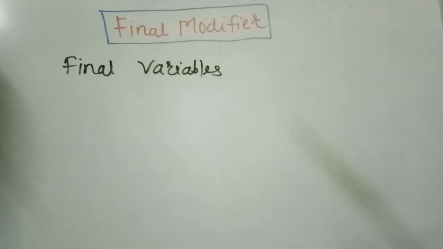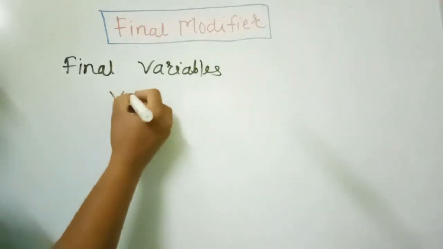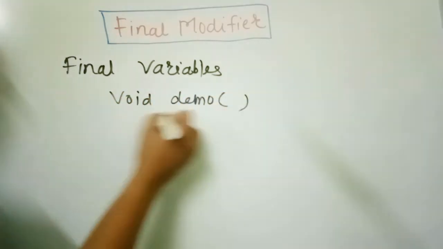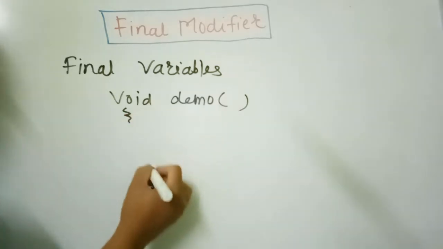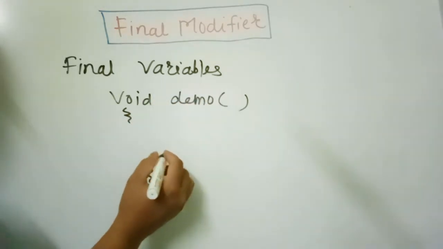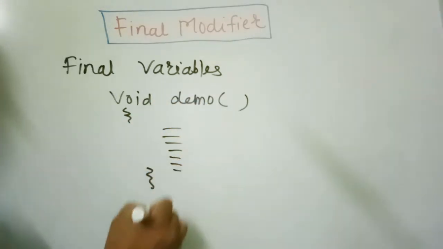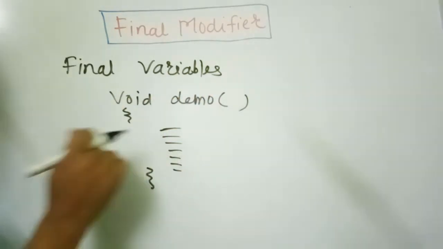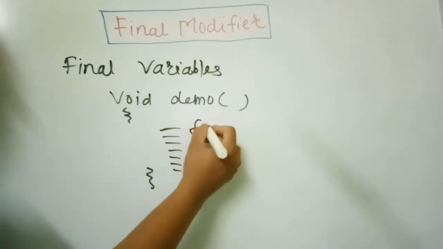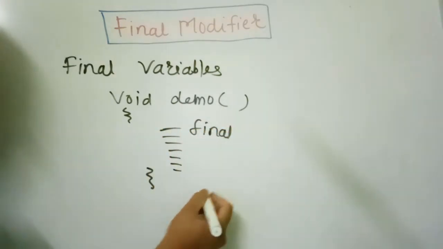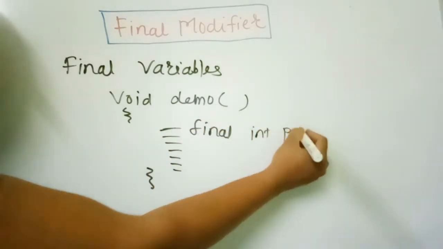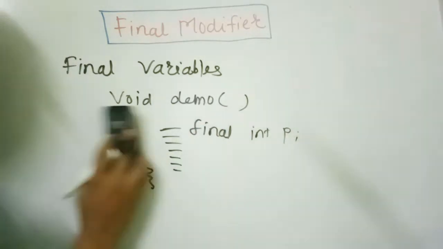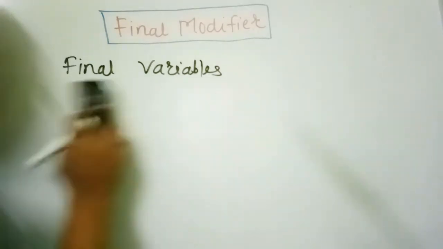For example, you are writing a method like void dim, and this is the body part of this method. Then it is the local part, the local variables of that method. Then if you are writing like final int p, it is illegal, it is not allowed to declare the local variables as final.